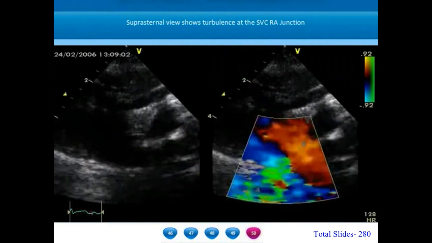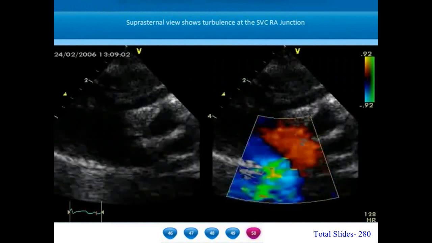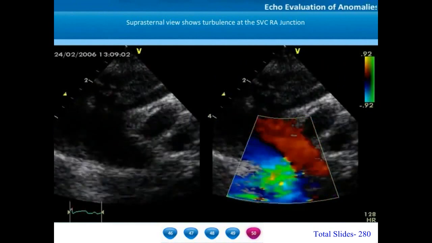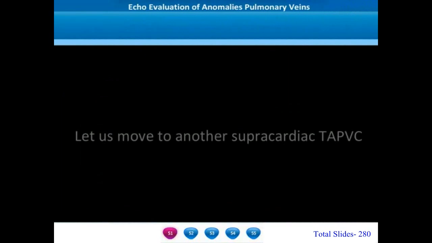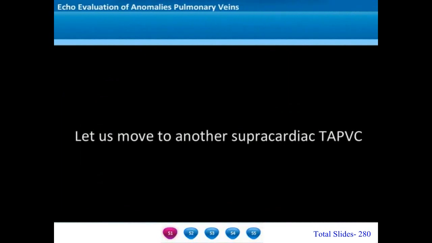This suprasternal view shows a significant turbulence in the cavo-atrial junction. The level of obstruction in this patient is at the superior vena cava right atrial junction. So far, we have seen 3 different types of supracardiac TAPVC. The first was totally unobstructed, the second was obstructed at the bronchopulmonary vise, and the third was obstructed at the superior vena cava right atrial junction. Let us move on to more types.